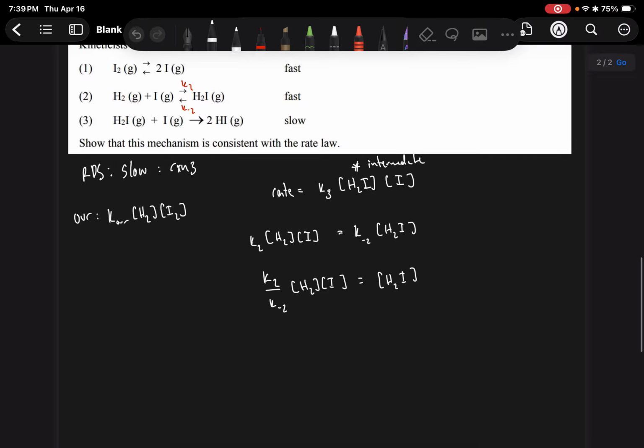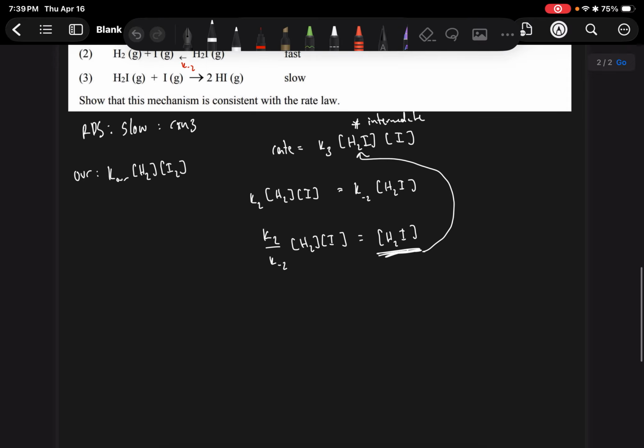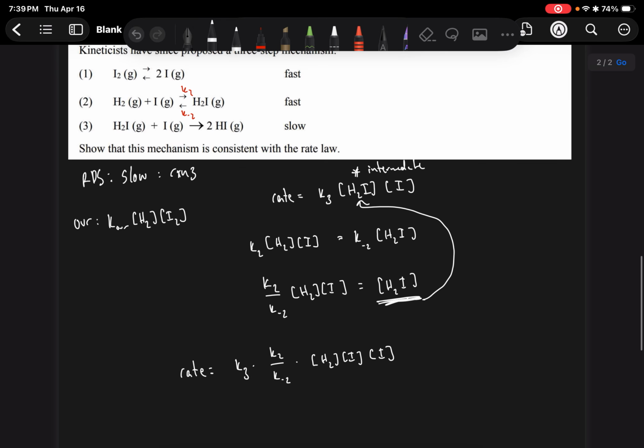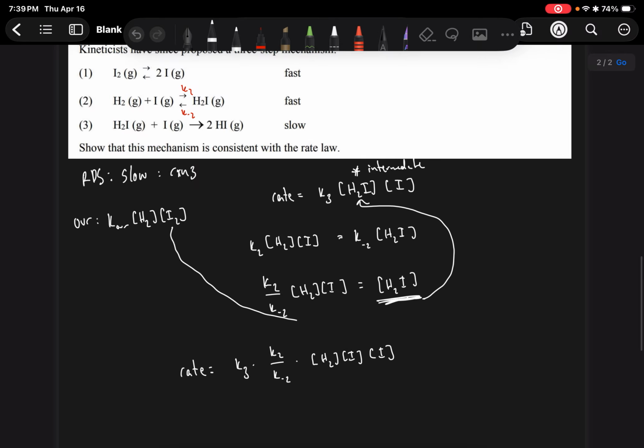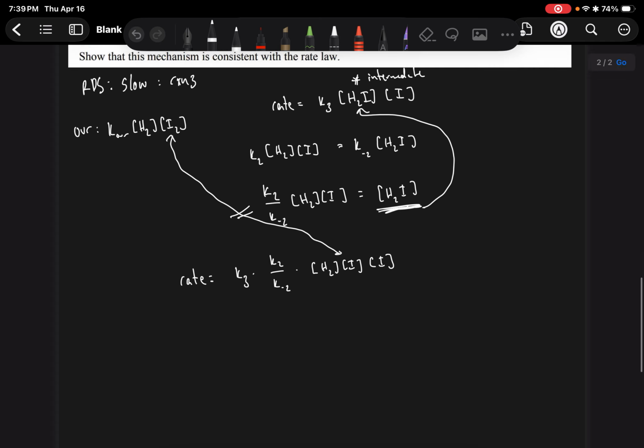There you go. So now we have H2I right here, and we could just substitute this in right here. Does that make sense? I hope it does. Rate equals K3 times K2 over K minus 2 multiplied by H2 multiplied by I multiplied by I. Now, do you see I2 and I? These do not equal each other, so we need to replace I now.